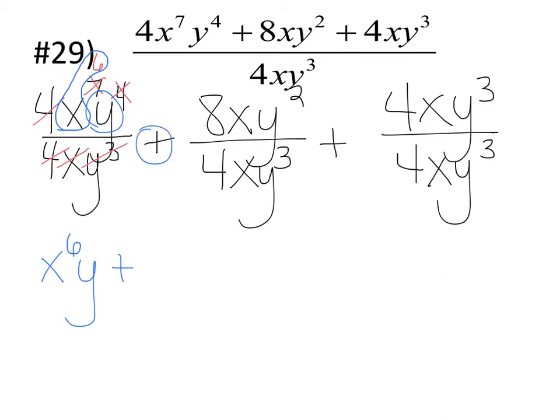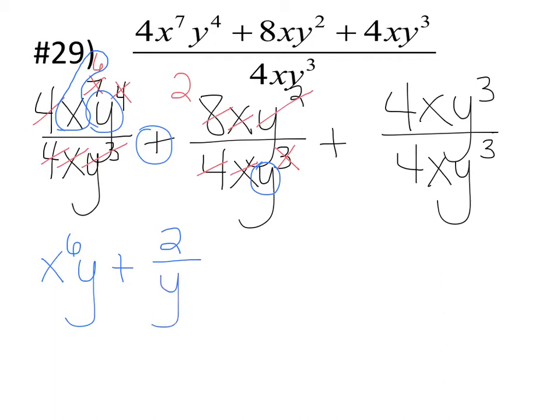Plus, don't forget your plus. Then here we've got 8 divided by 4 is 2. The x's cancel. These two x's cancel all but one of these x, so that what you're left with in the second fraction is just 2 over y.